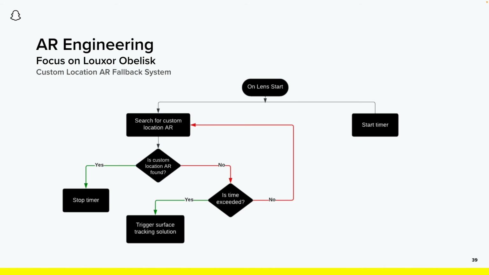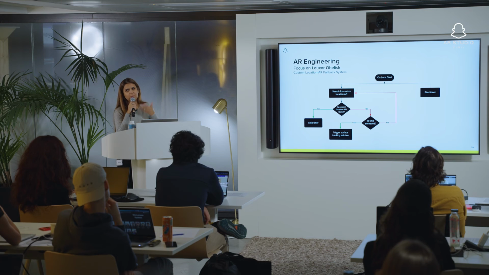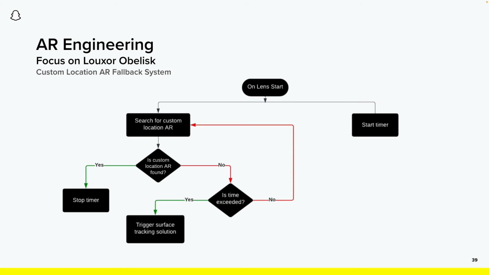After 10 seconds, we decide that you probably won't have this experience showing because your phone doesn't allow you to do it. So we fall back on another solution that is more accessible to more devices, which is just surface tracking. We start looking for a surface, and then we detect a surface, and then we show the experience. In that case, more devices show an experience, and we end up covering a much higher number of users.